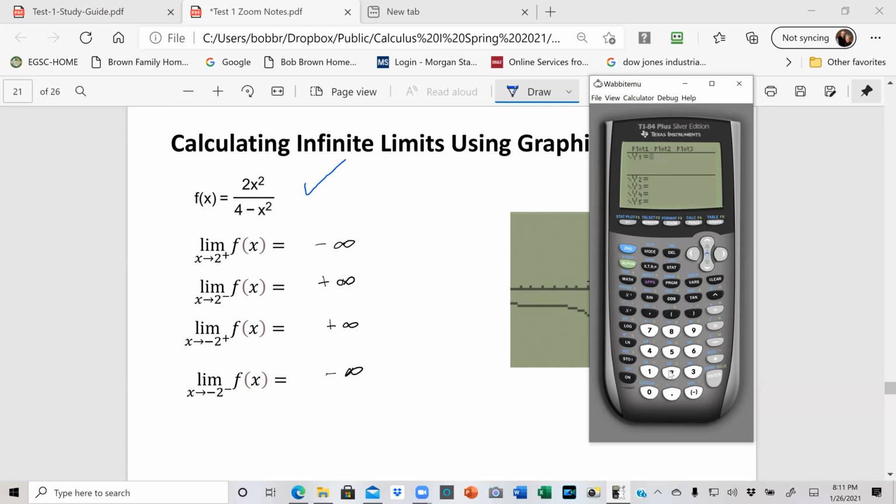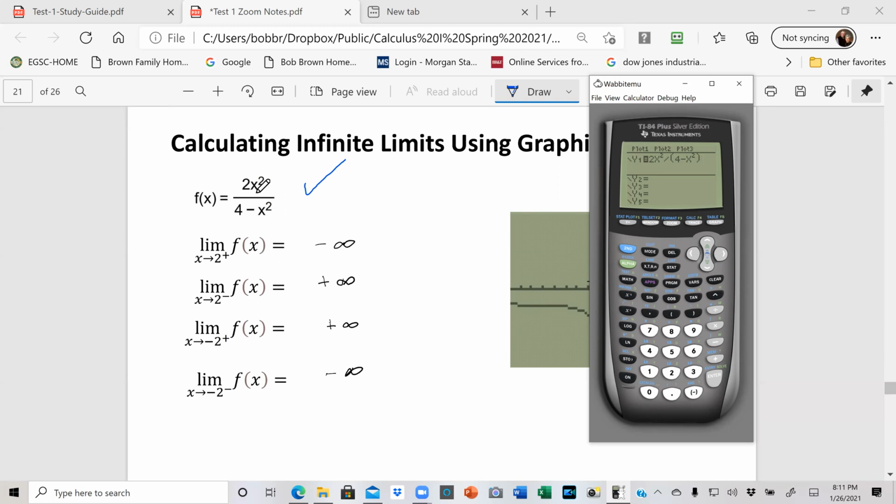Okay. 2x squared divided by parentheses 4 minus x, 1 squared in parentheses. And we want to graph this, okay?